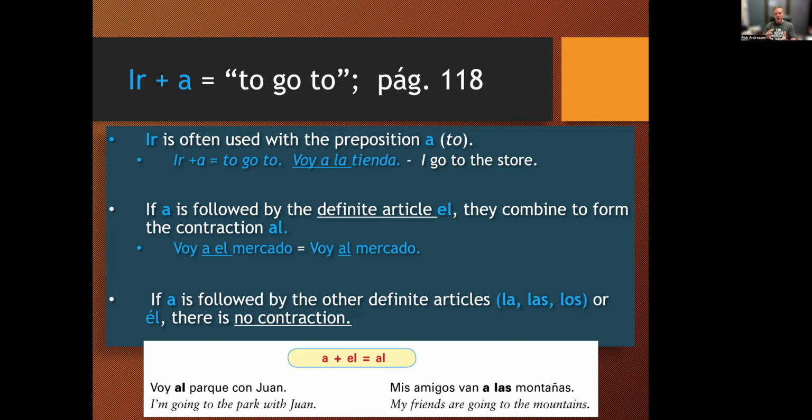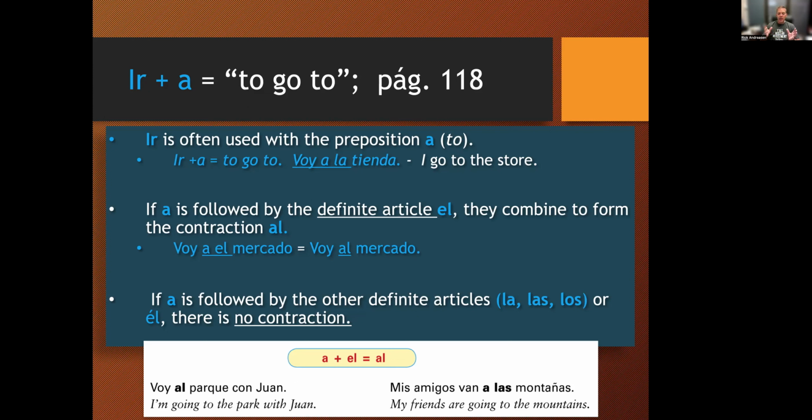So ir is often used with the preposition a. Voy a la tienda. Okay, so we have ir a, we still have the nouns, we still need our article in front of it. Voy a la tienda. When the a is followed by the definite article el, now notice that's el without the accent, right? That's the el that means the. Then we have our second contraction in Spanish. We have a plus el equals al. So we don't say voy a el mercado. We write it as one word, voy al mercado.